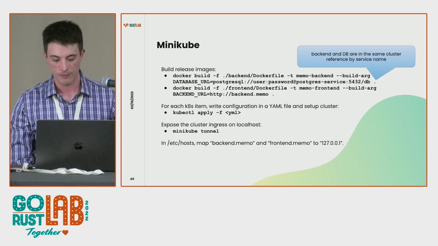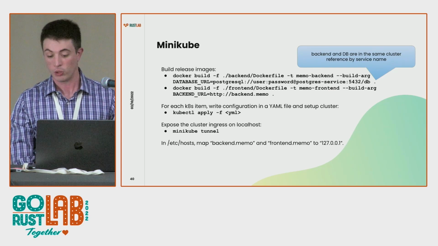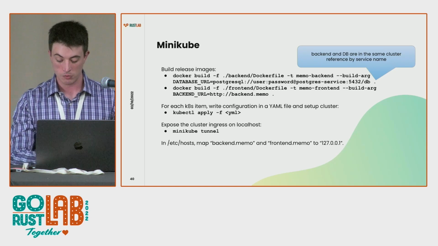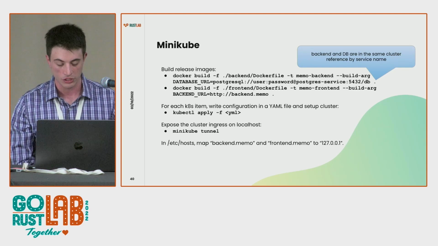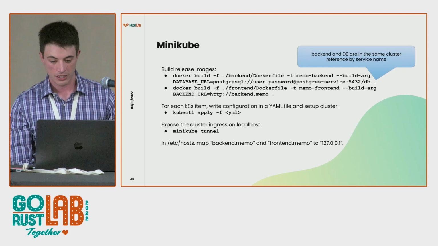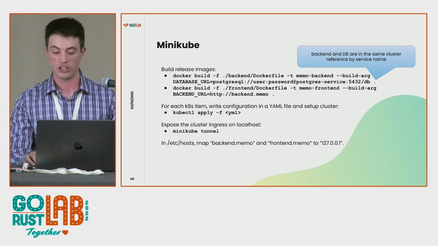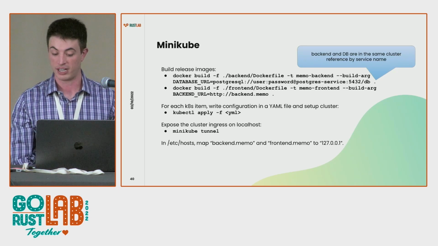Finally, to run the deployment locally, I used Minikube. So to use Minikube, I need to first build release images. So again, I've used the two commands that I've shown earlier. The one thing to notice here is that for the backend, I actually need to provide the database URL, which is at location Postgres service.